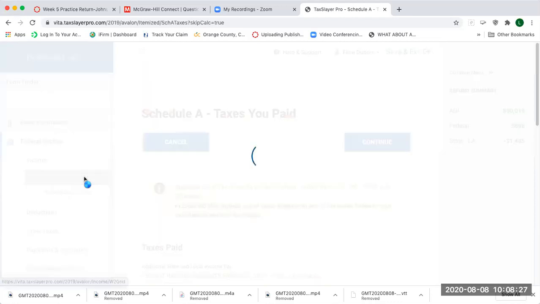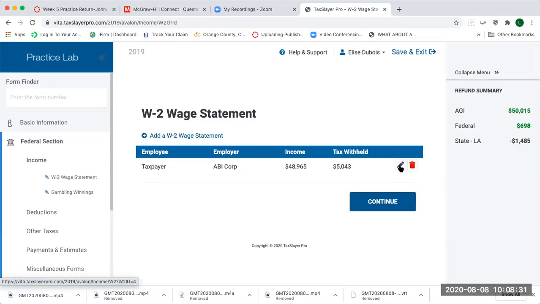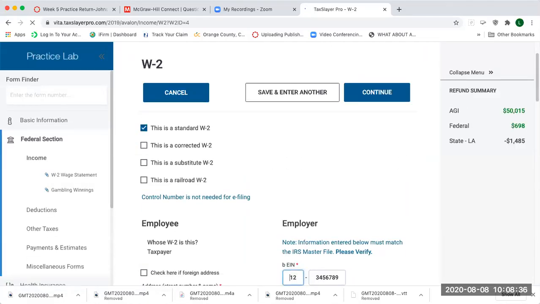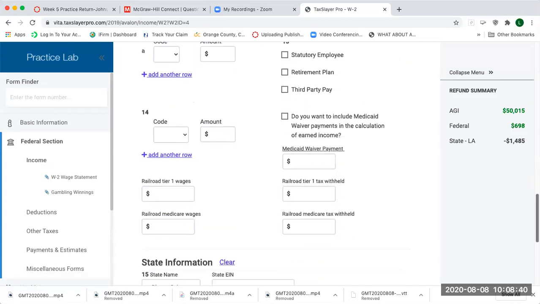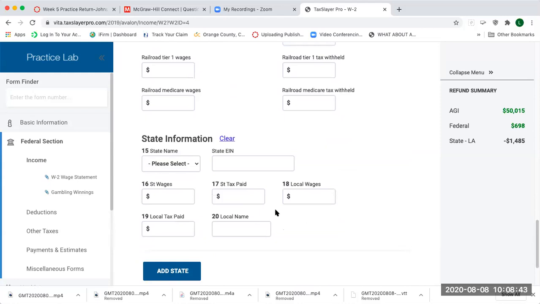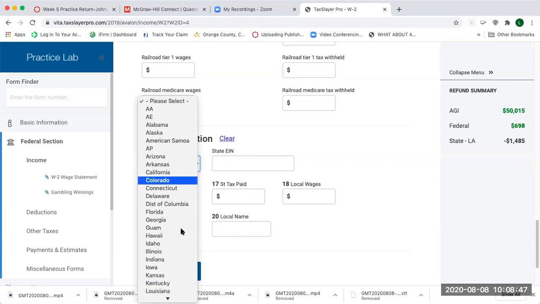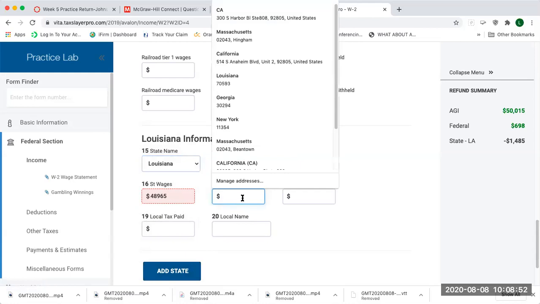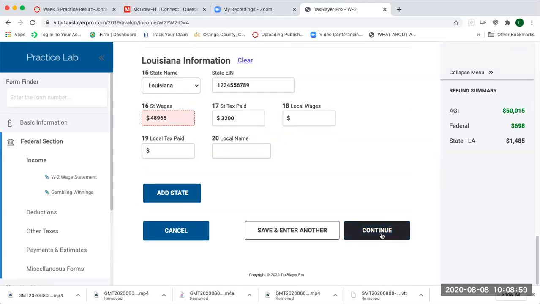So for instance, we go back here to the W-2 that we inputted. If we wanna change anything, just click on the pencil. And then let's scroll all the way down. Here's the state information. This is Louisiana. And then the taxes paid was $3,200. So this is one way that we can add the $3,200 here.